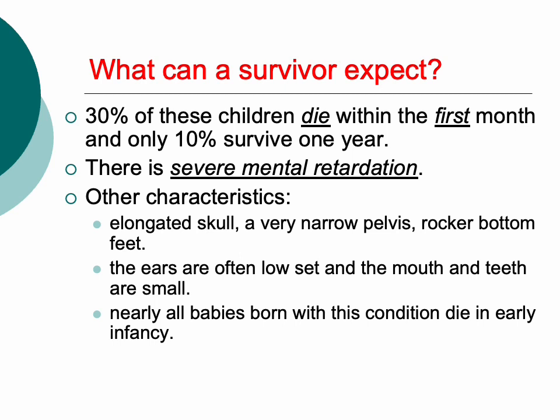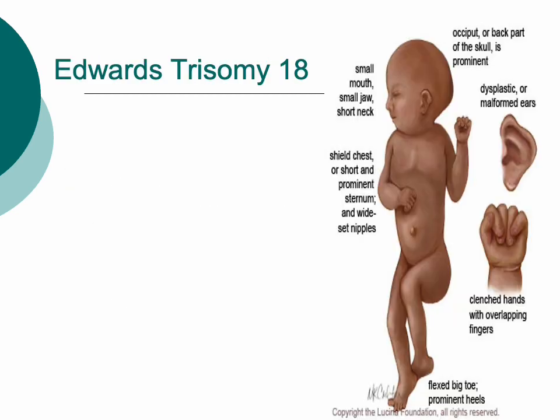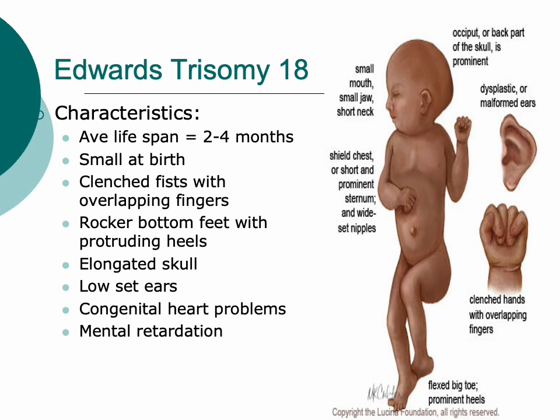So remember that your foot contains a bone called talus, and talus would comprise your heel bone. So it will form a prominent heel bone. It would be a convex round bottom shape of the foot. The ears are often too low set, and the mouth and teeth are small. And nearly all babies born with this condition die in early infancy. The average lifespan of infants with trisomy 18 would be only 2 to 4 months.